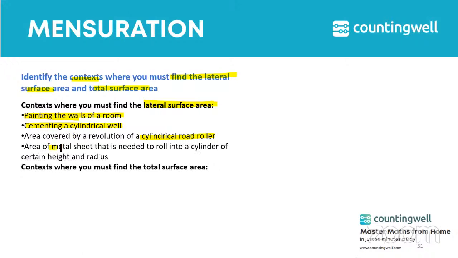And whenever you're considering the area of a metal sheet that needs to be rolled into a cylinder of a certain height and radius, for that context also we use lateral surface area.